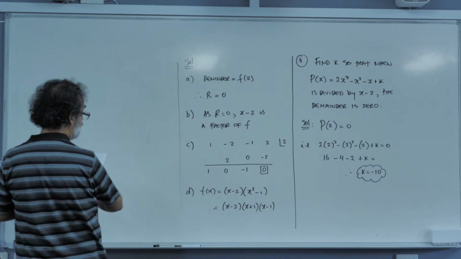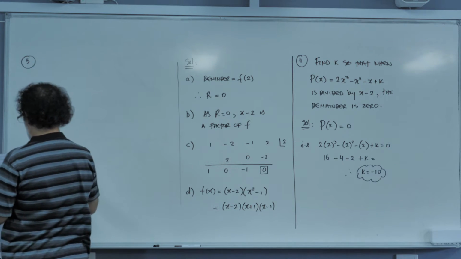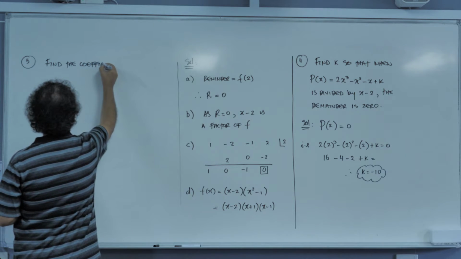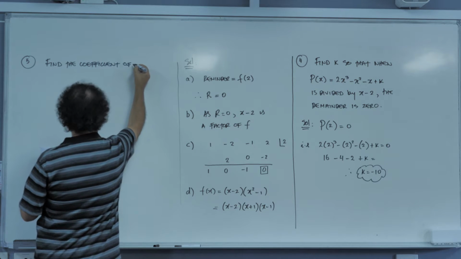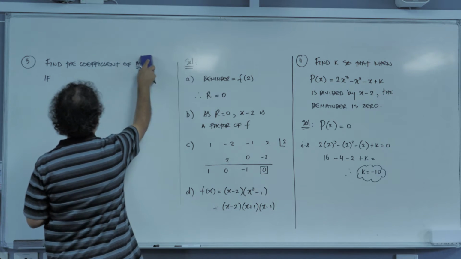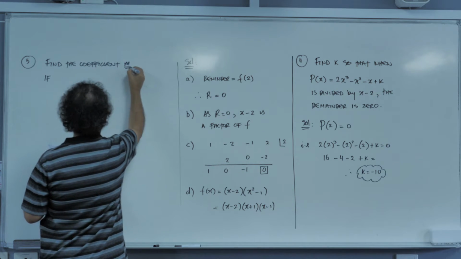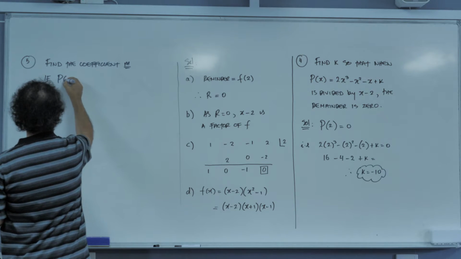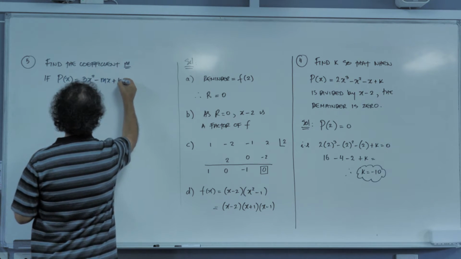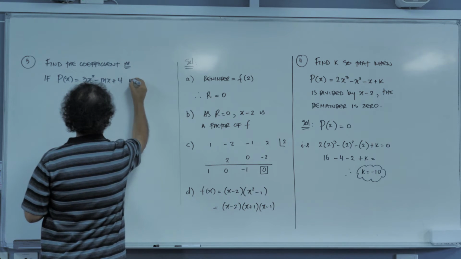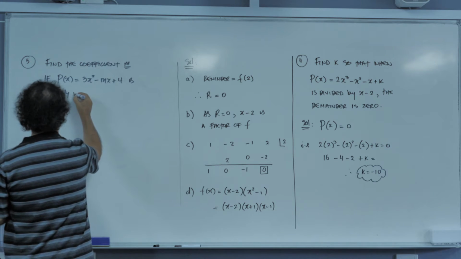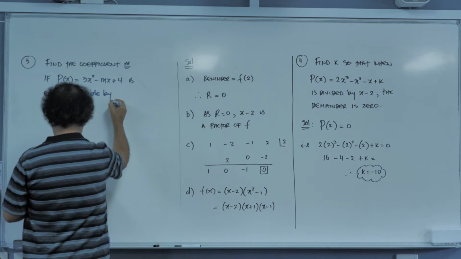Okay, so we have question 5. They say find the coefficient m if the polynomial 3x squared minus mx plus 4 is exactly divisible by x plus 1.